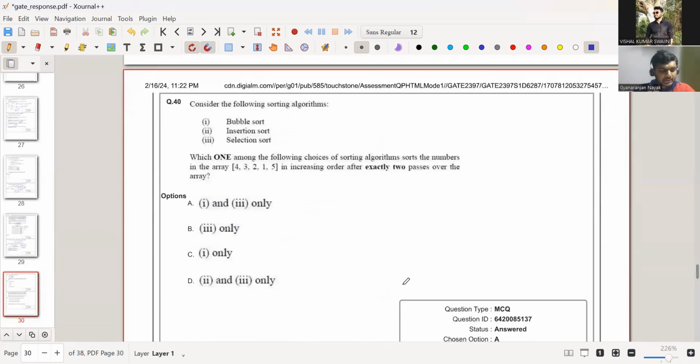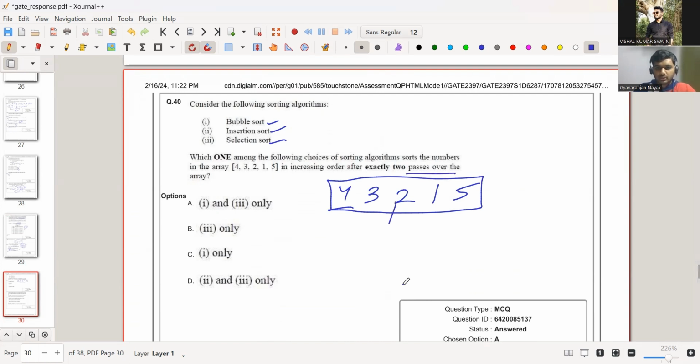Consider the following sorting algorithms: bubble sort, insertion sort, and selection sort. Which one among the following sorting algorithms sorts the numbers in the array 4, 3, 2, 1, 5 in increasing order after exactly 2 passes over the array? Which sorting algorithm is suitable for this? After 2 passes, the array order is 1, 2, 3, 4, 5.